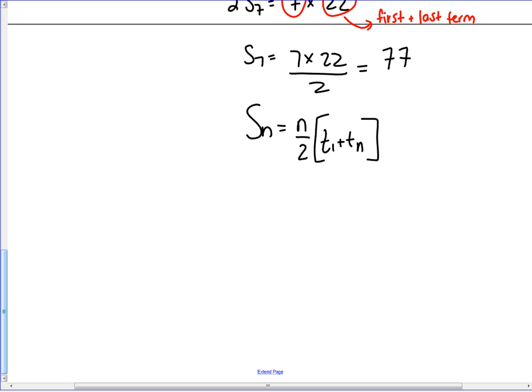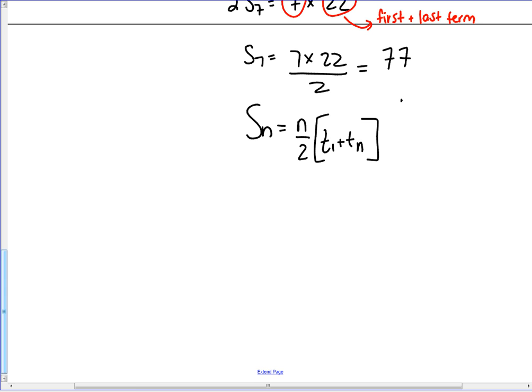So this is a great formula. It's a great formula in what cases? If we know, you have to know your number of terms. What else do you have to know? First term and your last term. Uh-oh, what if we don't know our last term? We don't always know our last term, right? We could figure it out, or we can derive another formula.